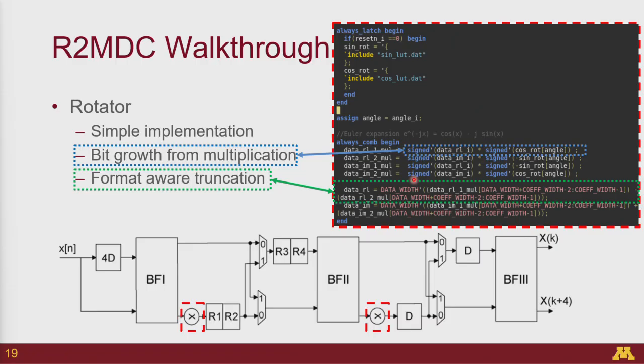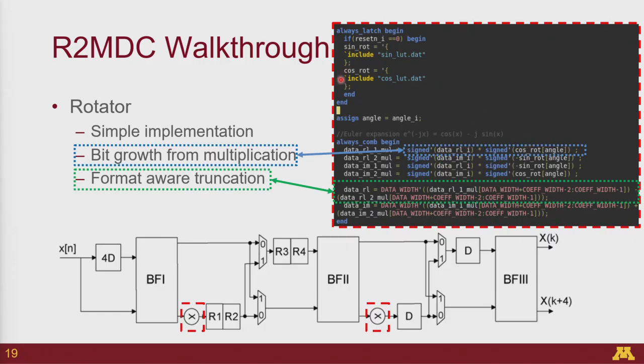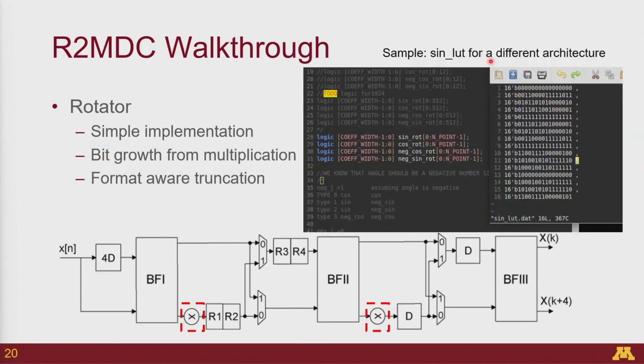So is this part clear to everyone, how we are implementing a complex multiplier in Verilog? So here is essentially an example of what those blocks look like for the LUT. If you remember, we had over here this sine ROT and the cos ROT. So this is a sample LUT for a different architecture. This is not directly for the R2MDC, but you would create something similar.